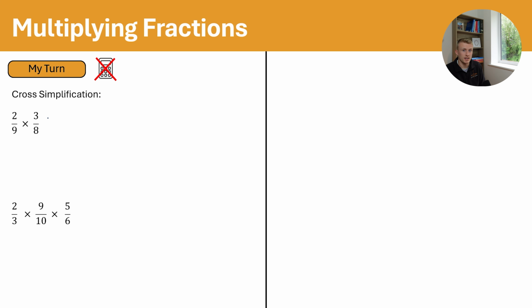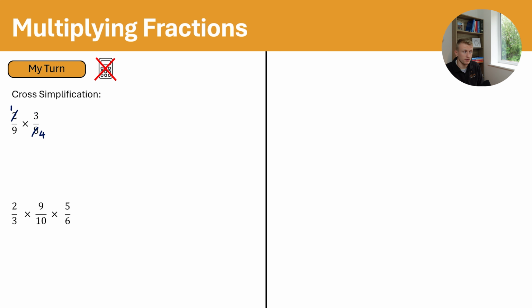I'm now going to show you an example using what's called cross simplification. And this is where we can simplify our fractions before we multiply them together by looking for common factors on the numerators and the denominators. So I'll show you how this works. I can see that there's a factor of 2 up here on this numerator, and there's also a factor of 2 on the denominator in the form of 8. So I'll divide through by 2 on the numerator, and I'll divide through by 2 on the denominator, like that.